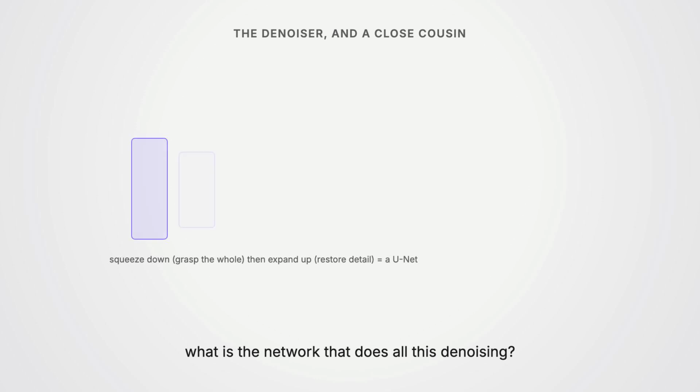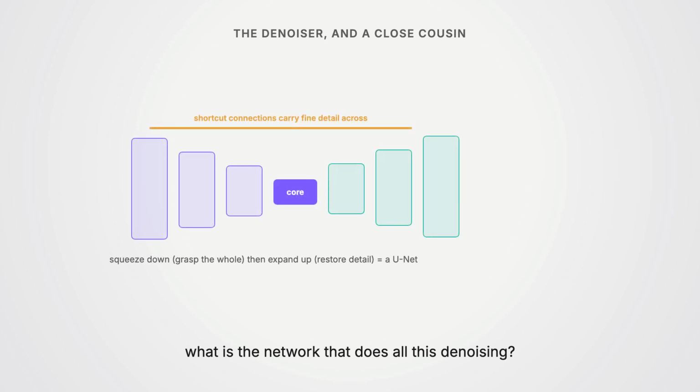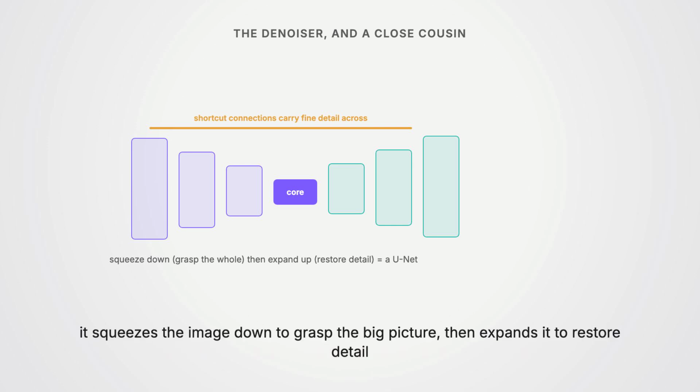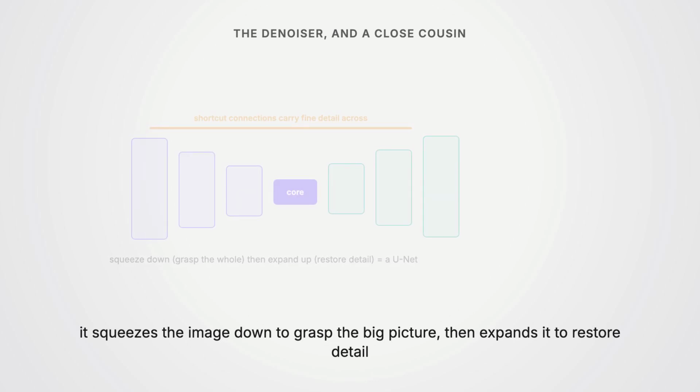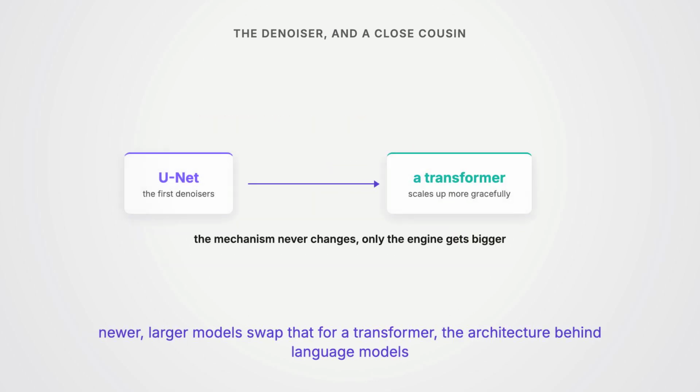What is the network that does all this denoising? The first diffusion models used a shape called a U-net, an encoder-decoder that squeezes the image down to grasp the big picture, then expands it back up to restore fine detail, with shortcut connections carrying detail across the gap. Newer, larger models swap that for a transformer, the same attention-based architecture behind modern language models, because it scales up more gracefully with data and compute.